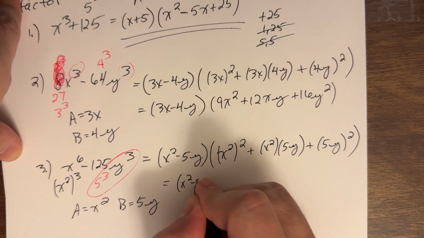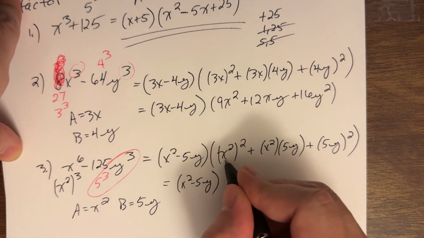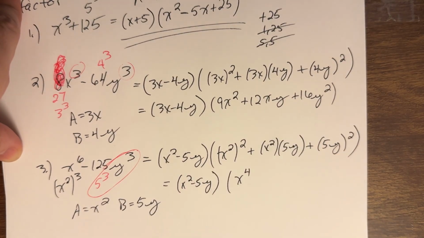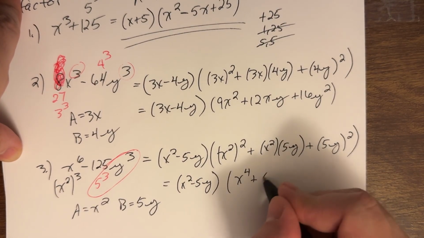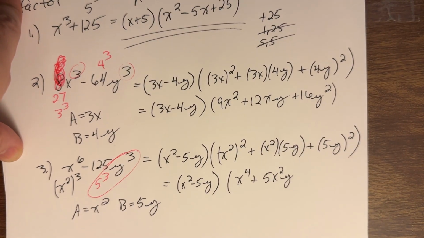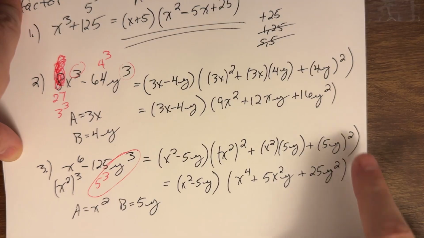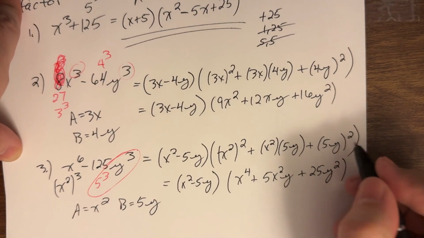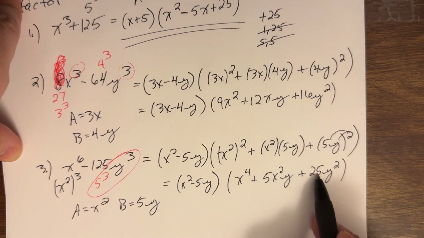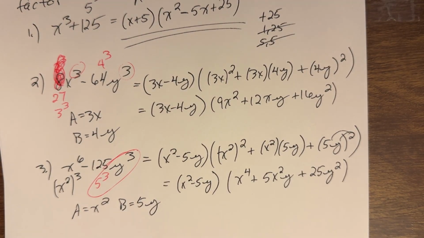First part, nothing extra to do there. That was nice. But here, x squared squared is x to the 4th. This one, 5x squared y would be the best way to multiply those. And then here, 25y squared. Don't forget, you are distributing that exponent. 5 squared is 25, and then the y squared at the end.